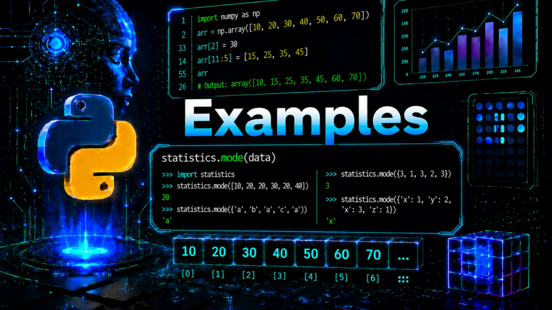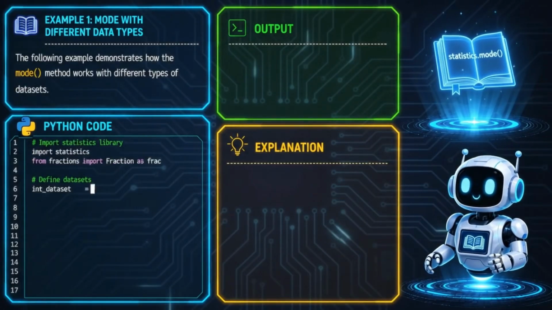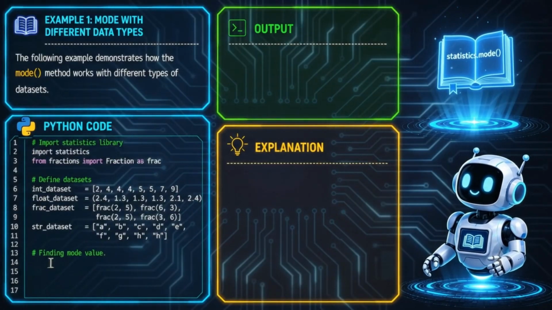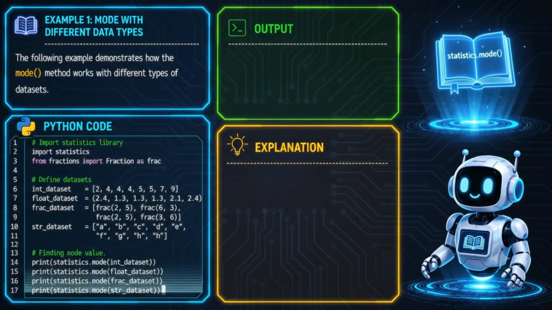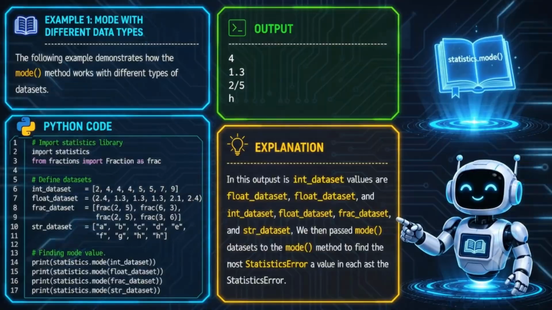Examples. Let's take some examples of the mode method to better understand it. Example 1. Mode with different data types. The following example demonstrates how the mode method works with different types of datasets. Welcome back. Today we find the mode. We'll use different data types. Let's run the code now. The output shows the most frequent values, fractions, and strings.